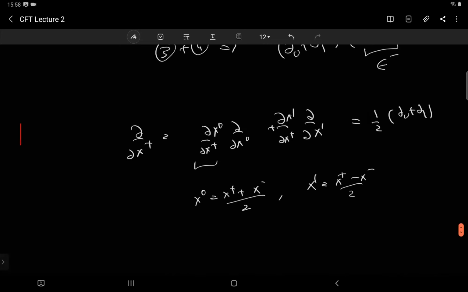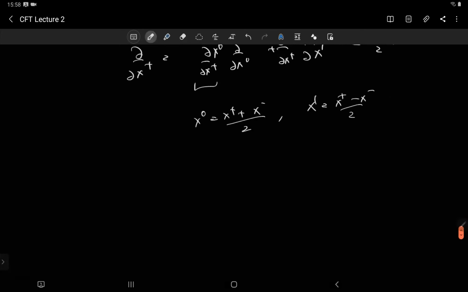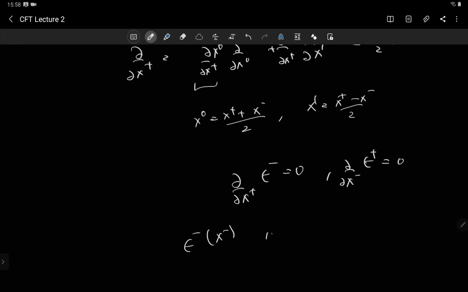Okay. So then actually what you will get from here, the two equations can be written as del x plus of epsilon minus is 0, and del x minus of epsilon plus is 0. And what that means is epsilon minus is only a function of x minus, and epsilon plus is only a function of x plus.